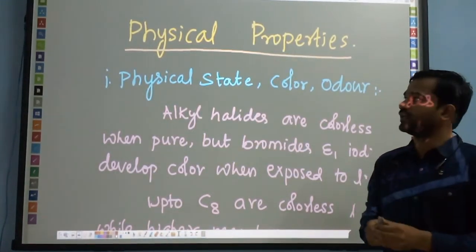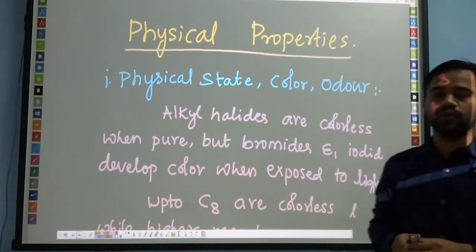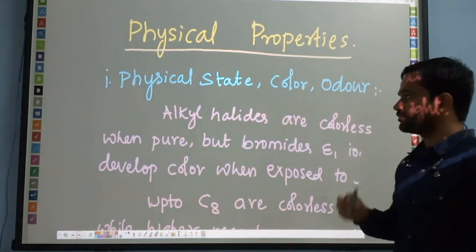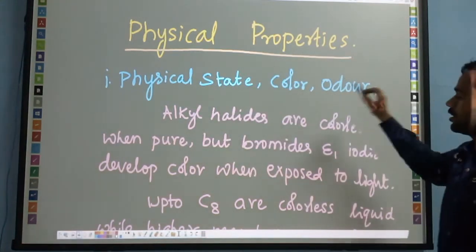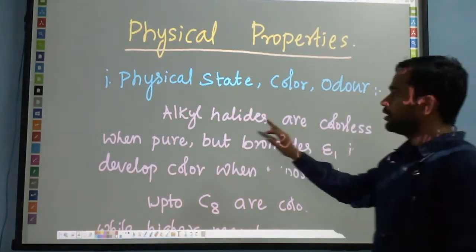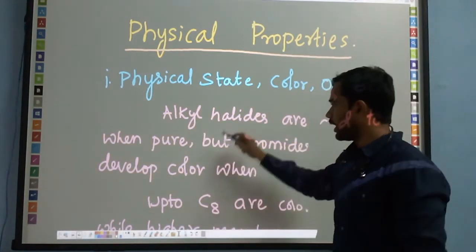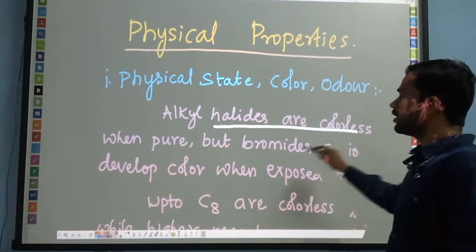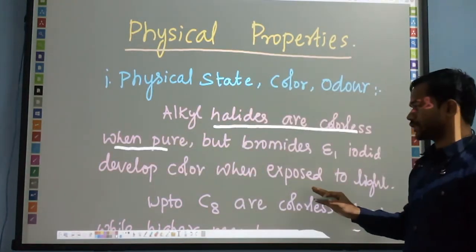Hello everyone. In this class we are going to discuss the physical properties of haloalkanes and haloarenes. Let's start. First we are going to discuss the physical state, color and odor. Alkyl halides are colorless when pure. Alkyl halides are colorless compounds in the pure condition.